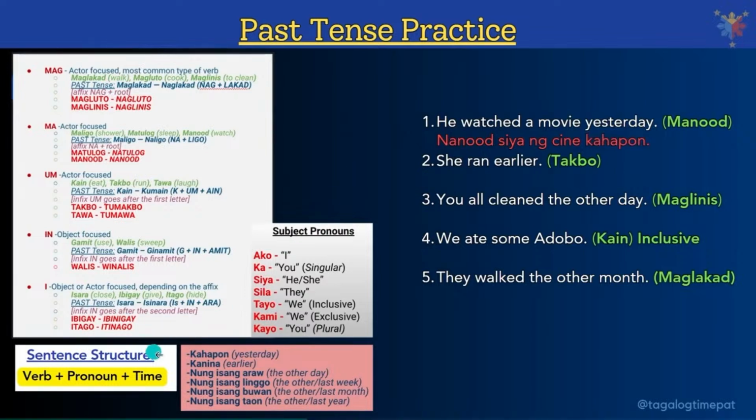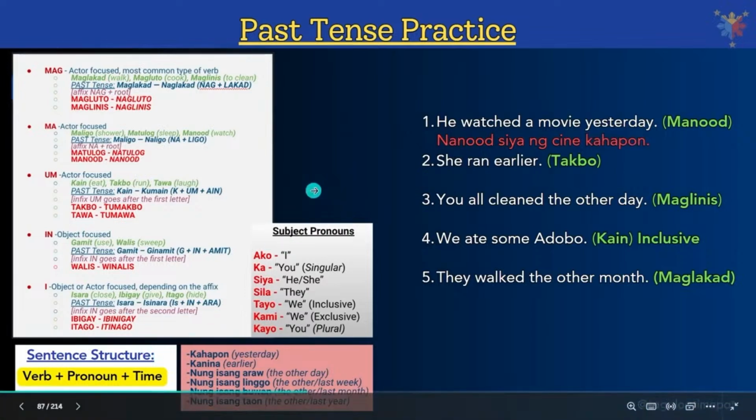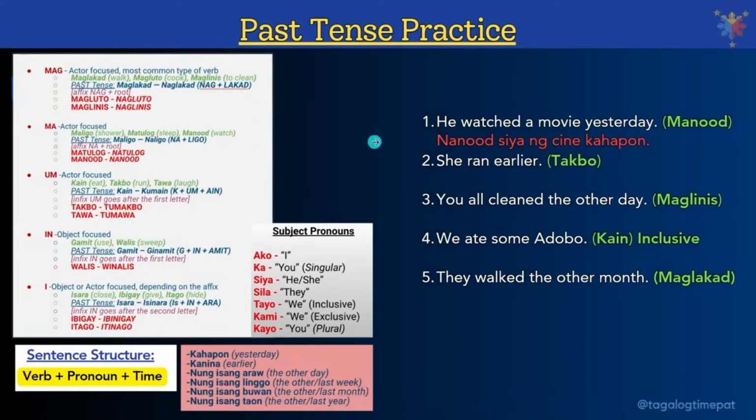So in our sentence structure, I didn't point out where an object would go. It would go before the time. So nanood siya ng sine kahapon. He watched a movie yesterday. Nanood siya ng sine kahapon. Now you give it a try. You answer 2 through 5. You can pause the video now if you need more time, and then we will go over it.